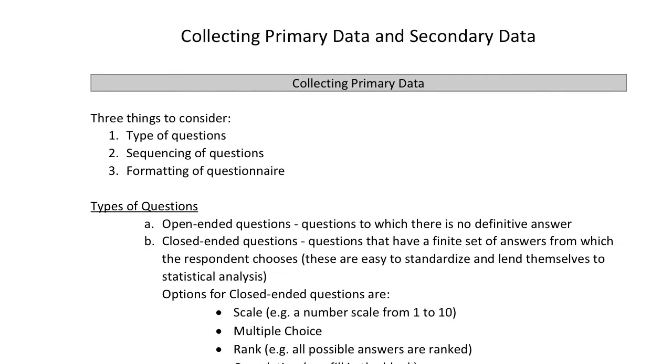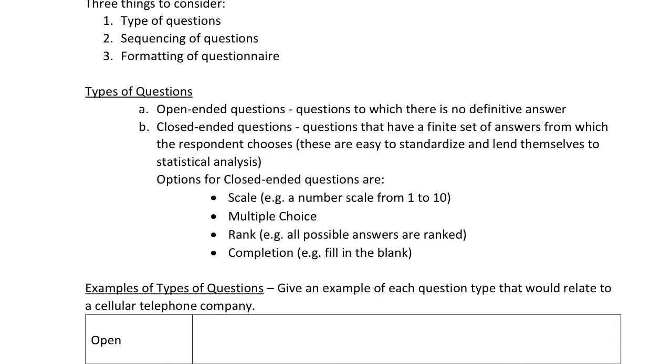So, first off, we have two types of questions. The first type is open-ended questions. So these are questions to which there's no definitive answer. What's your favorite food? Where would you like to travel? So everybody could have different answers, and it's really hard to use that data moving forward because you could have such a variety of answers from people.